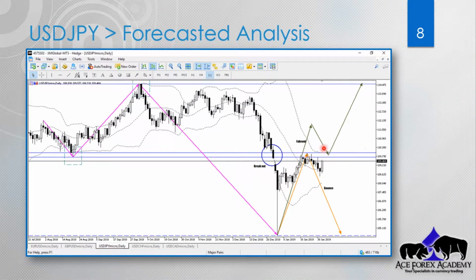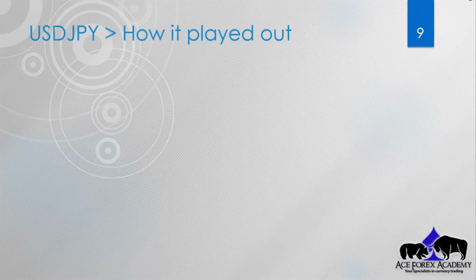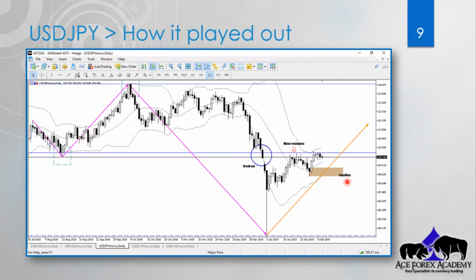Moving on to the USDJPY, what we had forecasted was a fake out situation around here, or a bounce off our support now turned resistance. Remember, I said options, hence we have more than one outcome that we are waiting for on the markets, right? And this is how it played out.